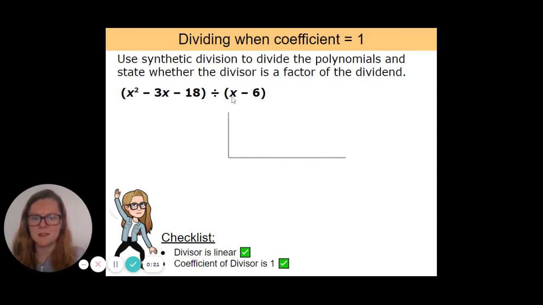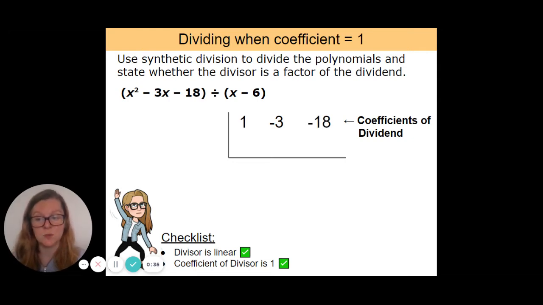So step 1 is to make this kind of L-looking thing. And then step 2 is going to be to get the coefficients of your dividend. So here I have a coefficient of 1 in front of x squared, -3, and -18. Again, if you are missing terms, this is where you would put a 0 if you were missing it.